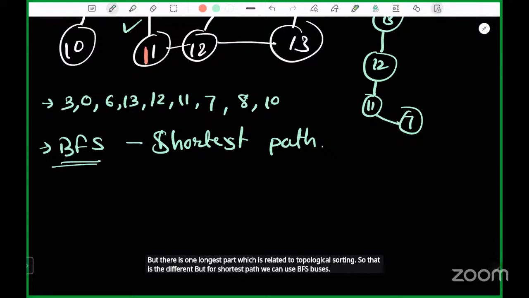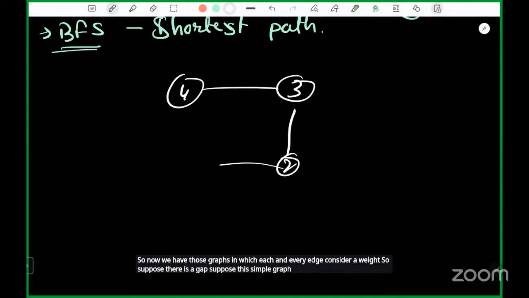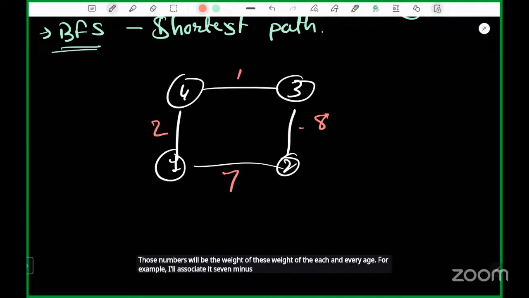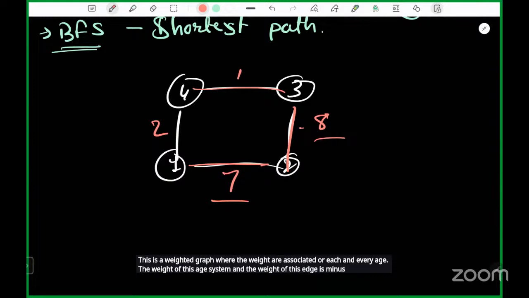Now we have one problem of finding shortest path in a weighted graph. These are graphs in which each and every edge has a weight. Suppose this simple graph has some edges, and I associate some real numbers over those edges. Those numbers are the weight of each edge. For example, I'll associate 7, -8, 1, and 2. The weight of this edge is 7, of this edge is -8, of this edge is 1, and so on. These graphs are known as weighted graphs.